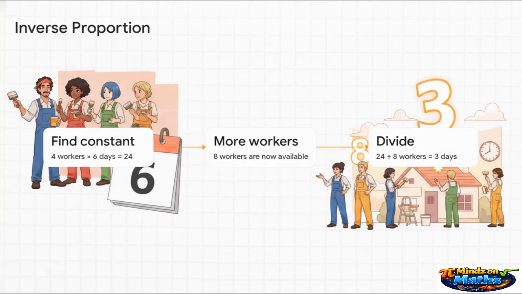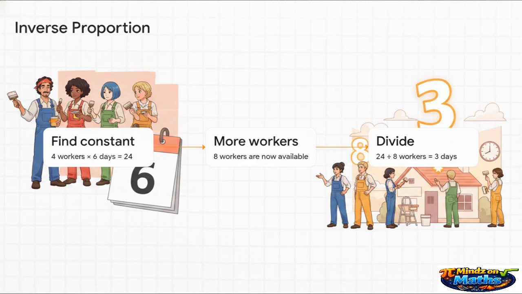And this brilliantly illustrates the contrast when we switch over to inverse proportion. Imagine 4 workers can paint a house in 6 days. How long will it take 8 workers? Well, if you use direct proportion here, you'd multiply the days, which makes absolutely no sense. Adding more people shouldn't make the job take longer.